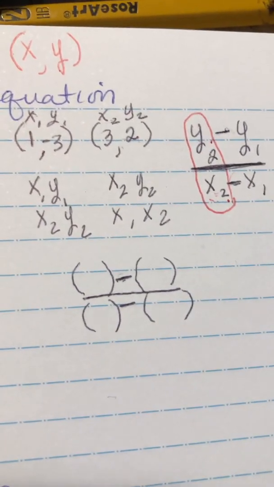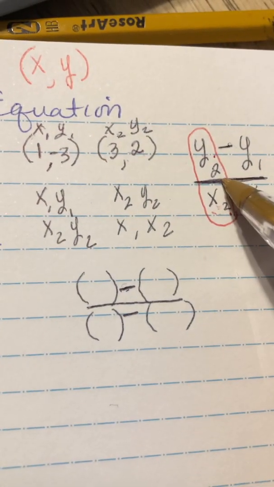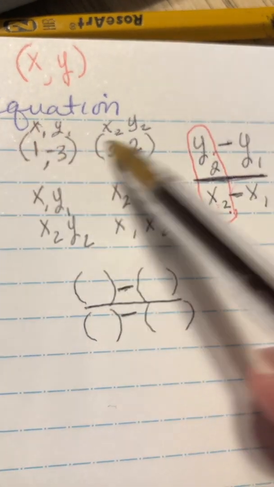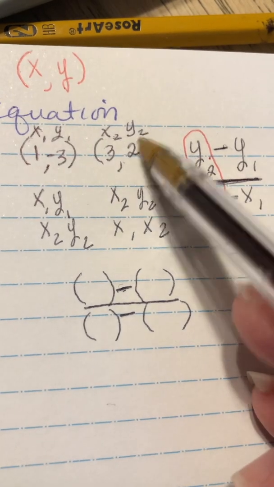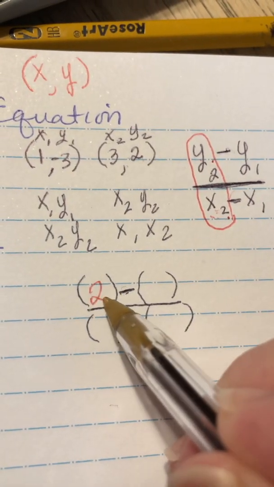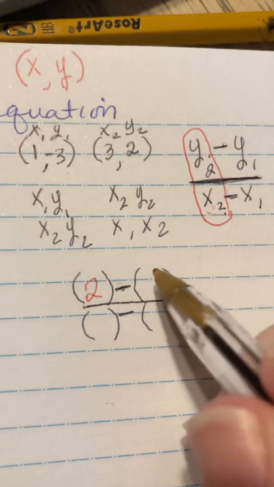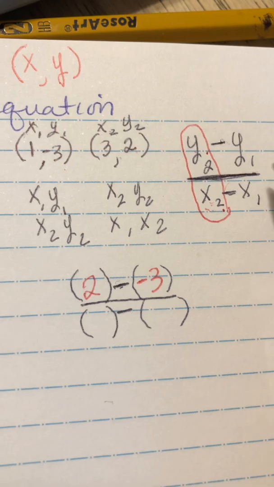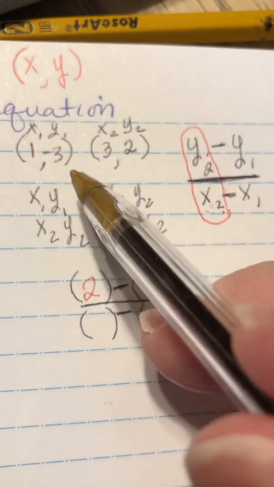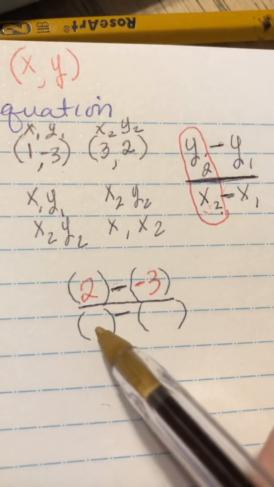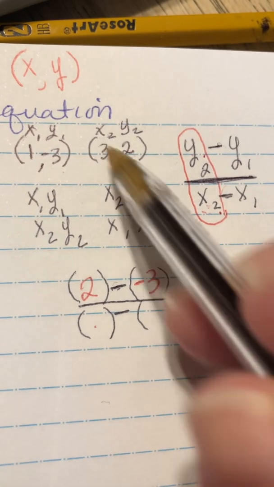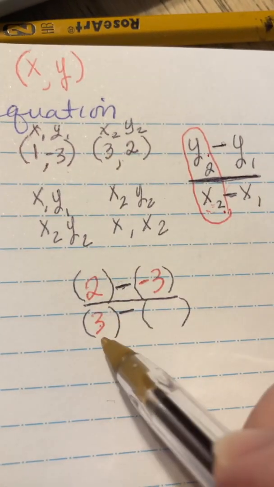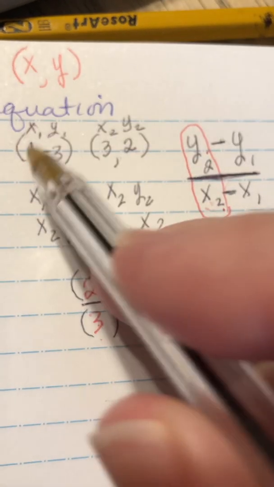All right, so now I have it set up with just the basic pattern here. And now I'm going to come up here and I'm going to say, okay, my y2. So I made this my y2, so that's 2 minus my other y, which is -3. And then my second x, so it's 3 here. So notice both of these numbers are lined up here, minus my first x.